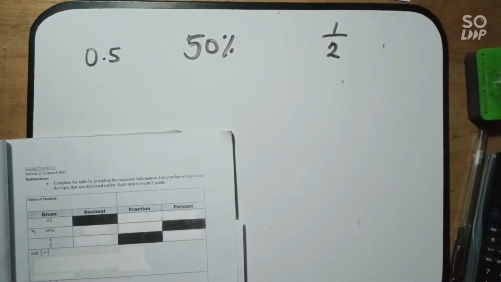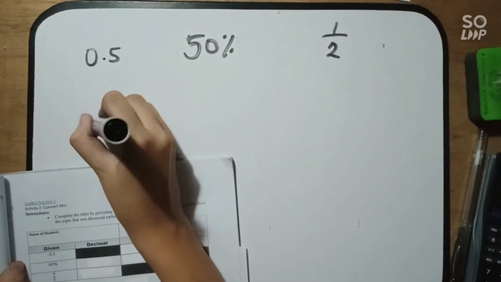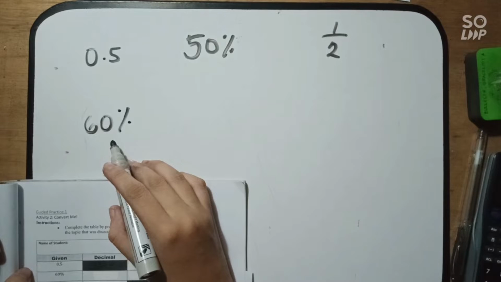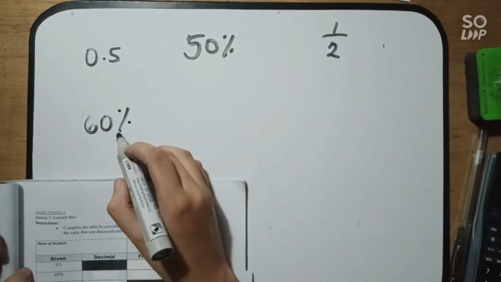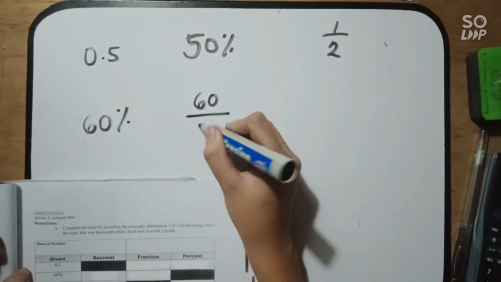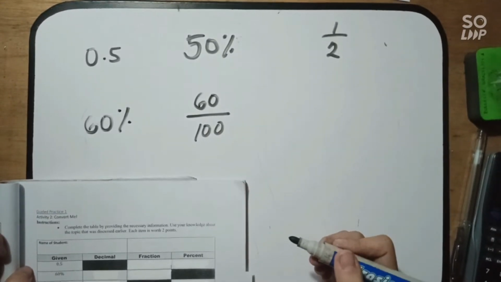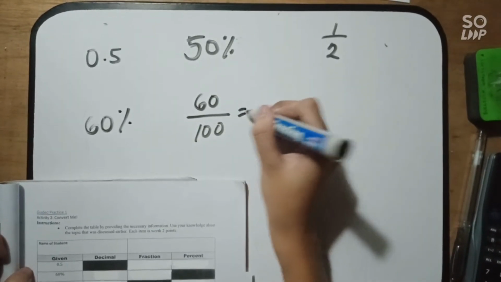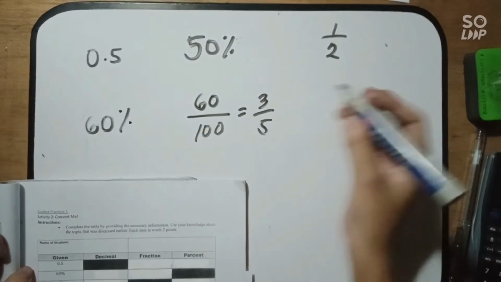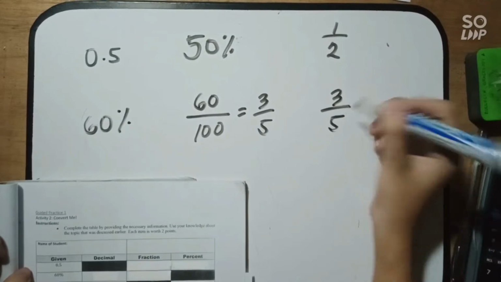Number 2 given in the guided practice of the module is 60%. The same process in getting the fraction form of 60%: simply remove the percent sign, so 60, then put 100 in the denominator, then reduce to lowest terms. The lowest term of 60 over 100 is 3 over 5. Therefore, the fraction form of 60% is 3 over 5.